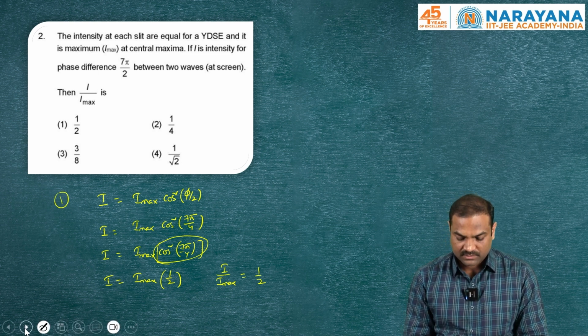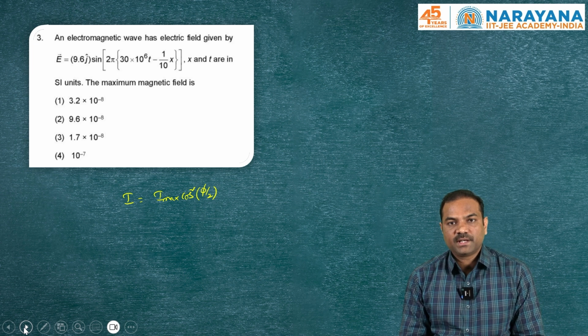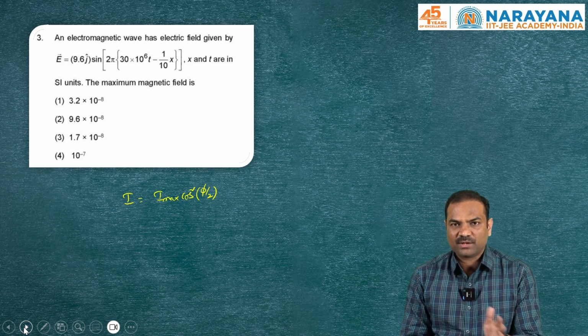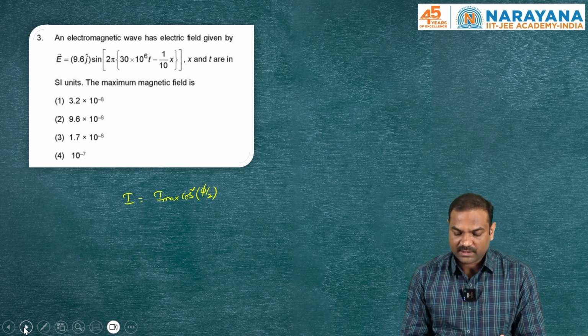So let us go with the next question, which is related to electromagnetic waves. It's a very straightforward question on the equation. They have already given the field equation, which you can see on the screen, that is 9.6 j cap sine of 2 pi into something, in the omega t minus kx form, and they're asking the maximum magnetic field value.